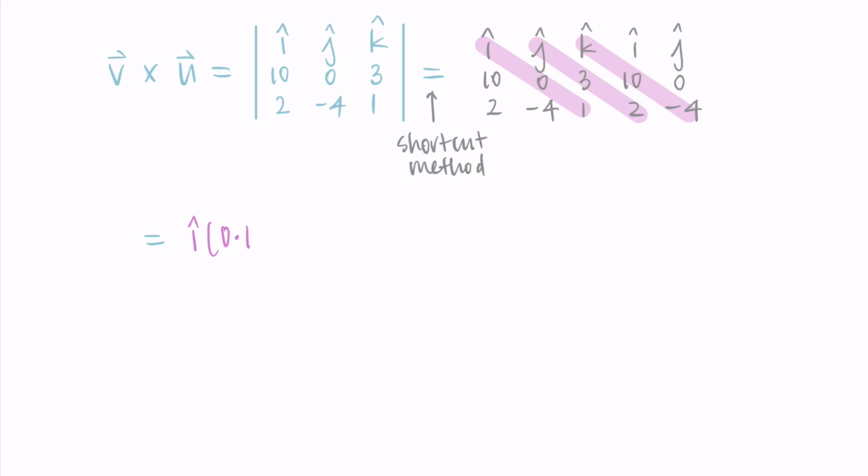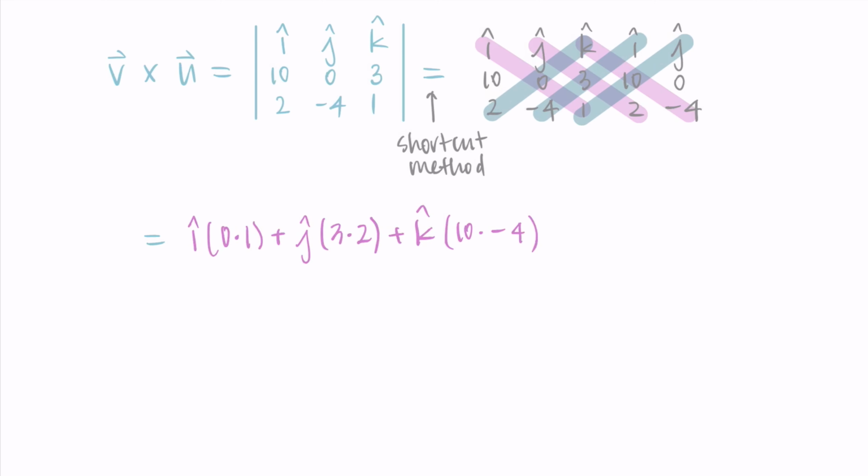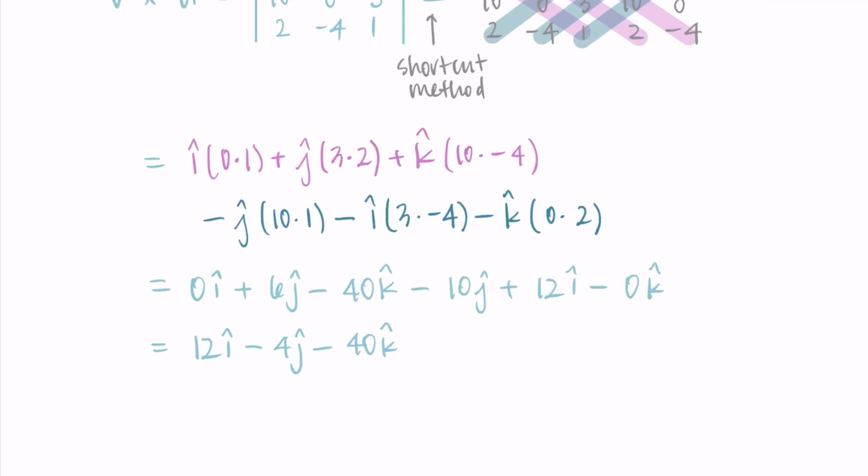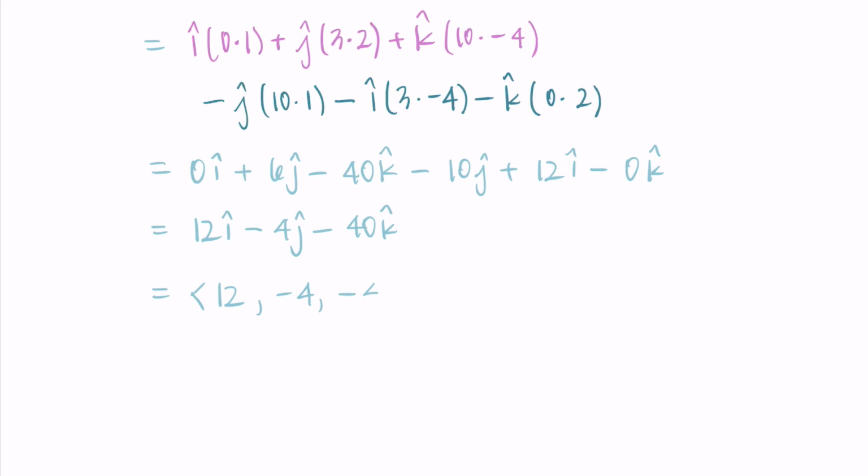So I do I times 0 times 1 plus J times 3 times 2 plus K times 10 times -4. And I'll subtract the backward diagonals: J times 10 times 1 minus I times 3 times -4 minus K times 0 times 2. So I can simplify now. I have 0i plus 6j minus 40k, and then I'll have minus 10j. That's going to become a plus 12i, and then a minus 0k. So combining like terms, I have 12i, minus 4j, and minus 40k. So that's 12, -4, -40.